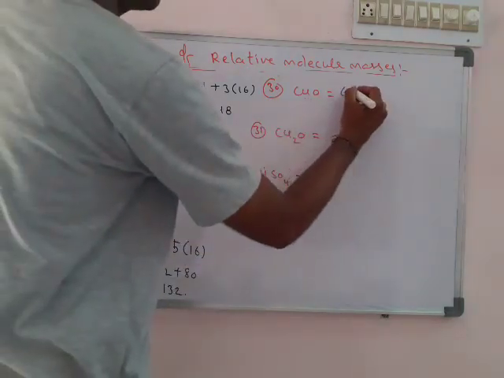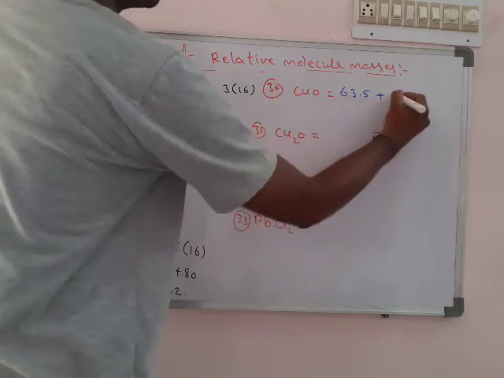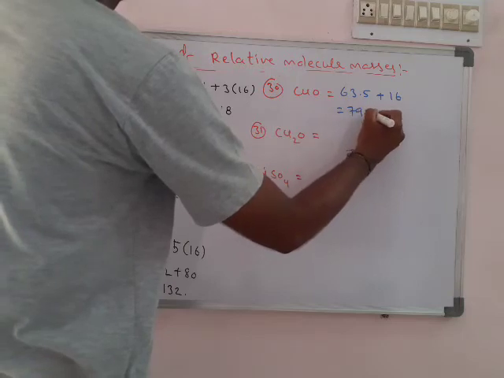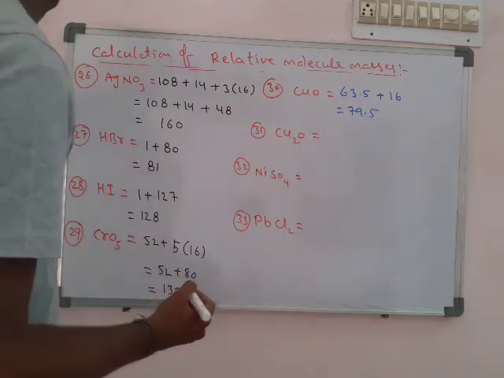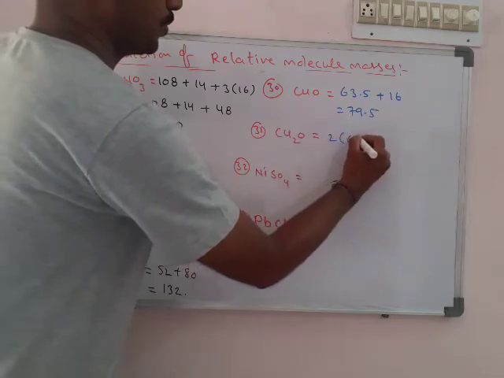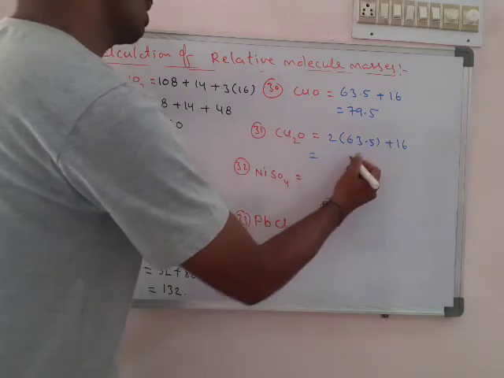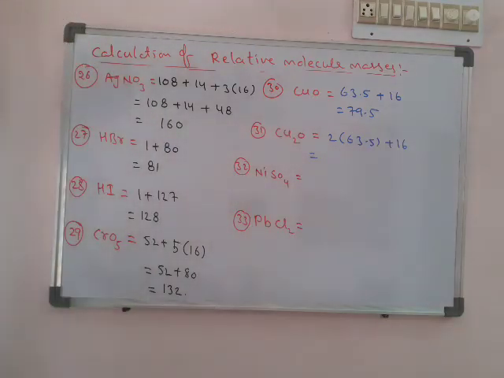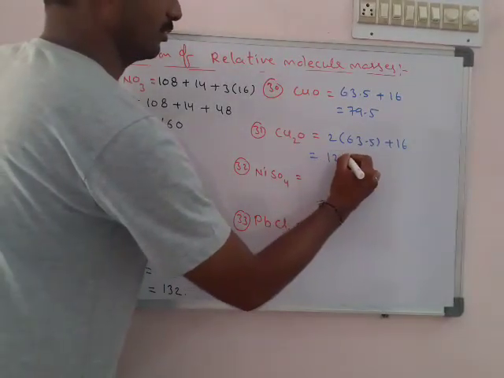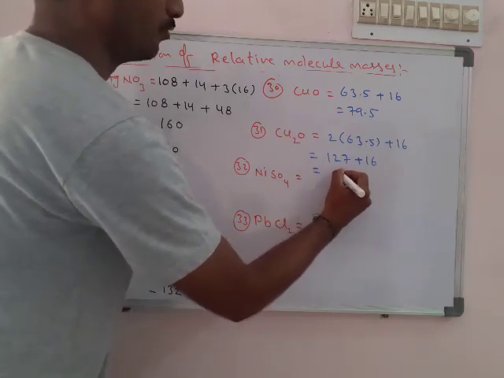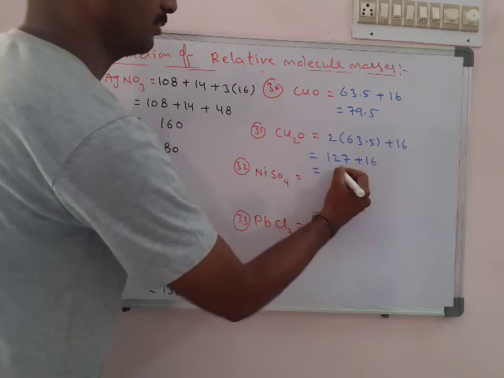So copper, how much? 63.5. So oxygen 16. Okay, how much? Okay, Cu2O. So 2 into 63.5 plus 16. How much? Again 63, 64, 127. Okay. How much? 140, please 127, make it 130.